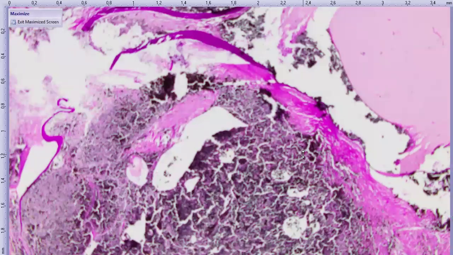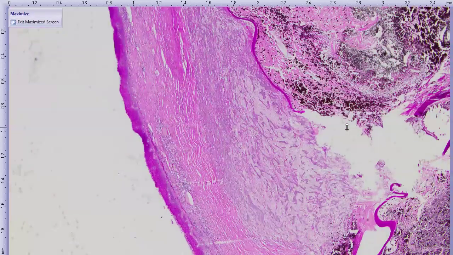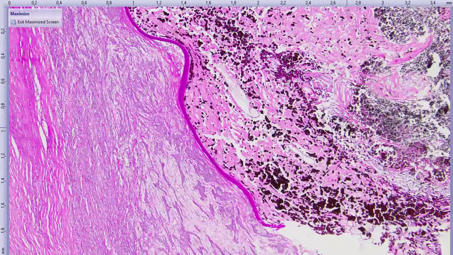So a PAS stain, in this case, remember we were talking about those basement membranes that are associated with epithelial neoplasms. So we want to see if we can highlight those basement membranes with the PAS. Here is Descemet's membrane, which every eye has. It just shows a positive control for the PAS and what basement membranes should look like.